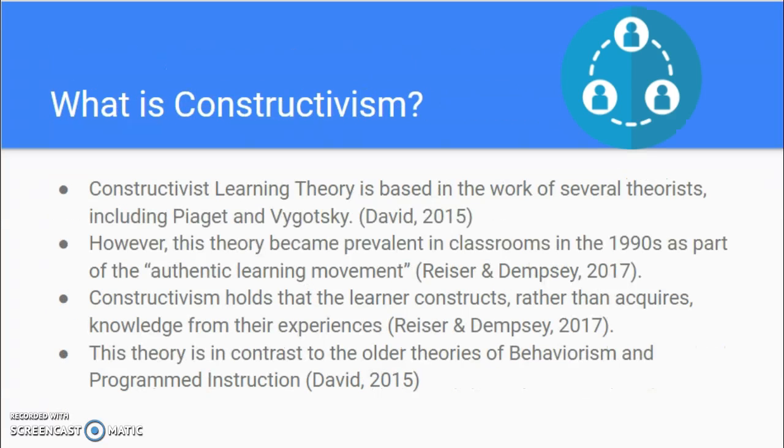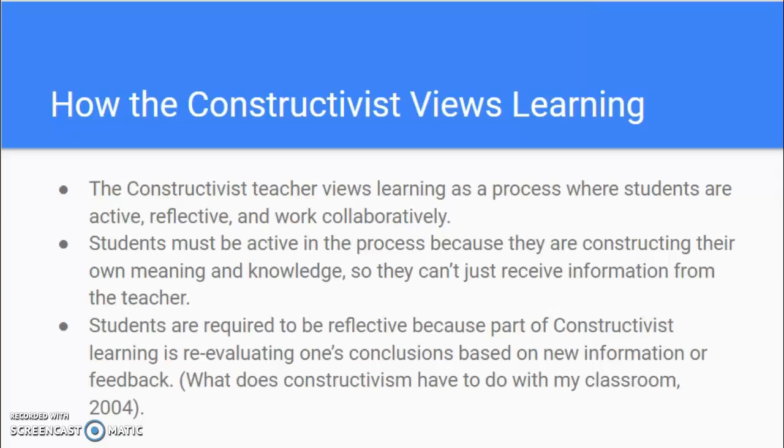The next theory, constructivism, is based on the work of many theorists, Piaget and Vygotsky being 2 of them. This theory began replacing behaviorism in the 1990s as part of the authentic learning movement and suggests that students construct knowledge based on their own experiences. In this classroom, students are active, reflective, and work collaboratively. Being engaged in the process is important because students are constructing the knowledge, not just receiving knowledge from the teacher. Being reflective allows students to reevaluate and self-assess based on new information and feedback.